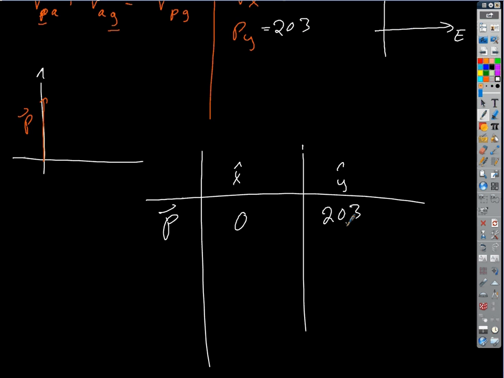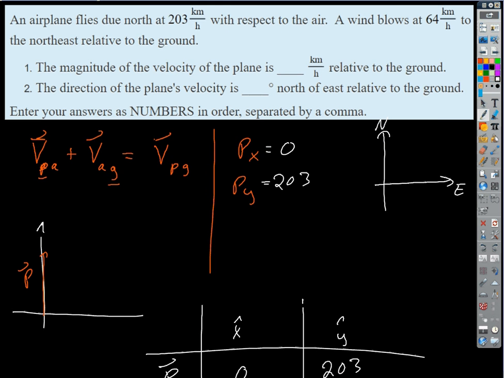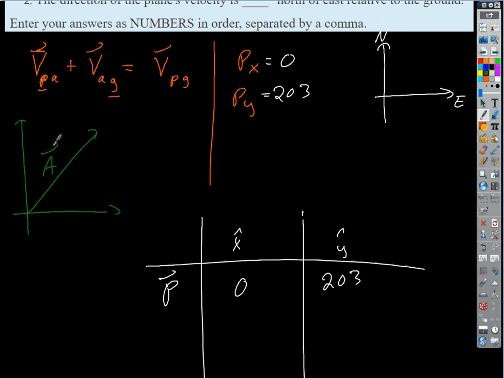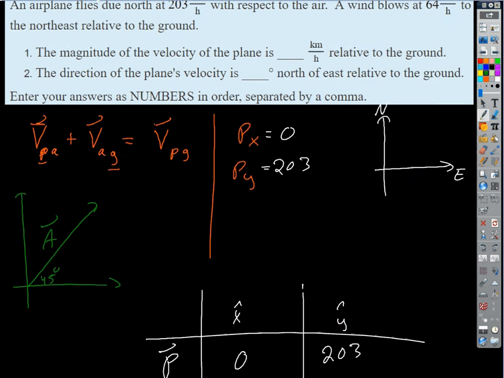That one was easy. What about the air though? The air is blowing at 65 kilometers per hour to the northeast relative to the ground. Okay? So what does that picture look like then? I'm going to recapture this board space for the air vector because the plane vector was simple. What's that going to look like? 45, so we're going to call that vector A, and that's a 45-degree angle. Well, the magnitude of vector A was 64, right?